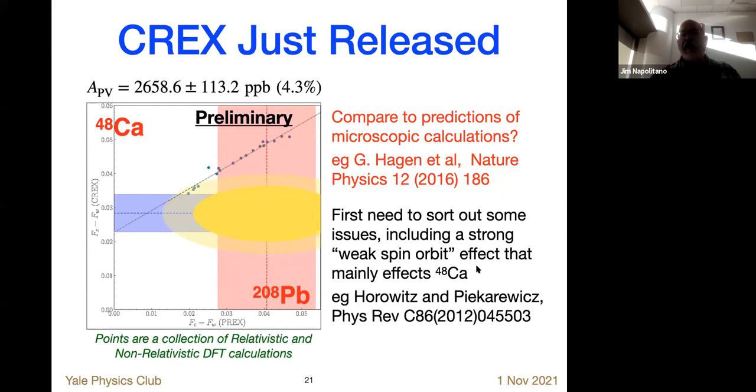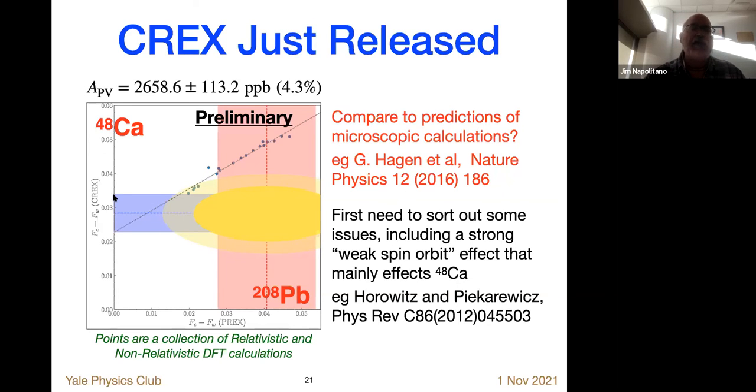This is a paper by Chuck Horowitz and Jorge Piekarewicz from about 10 years ago, and it points out that there's a weak spin orbit effect that has to do with the way the shells in calcium-48 are arranged. And we need to understand what that is before we can come up with the skin thickness.